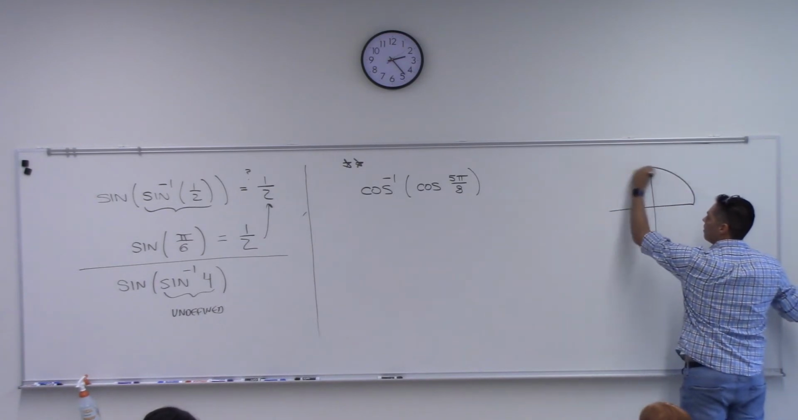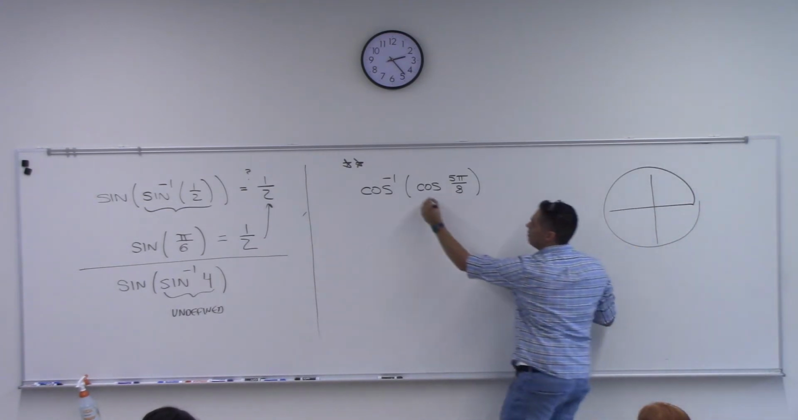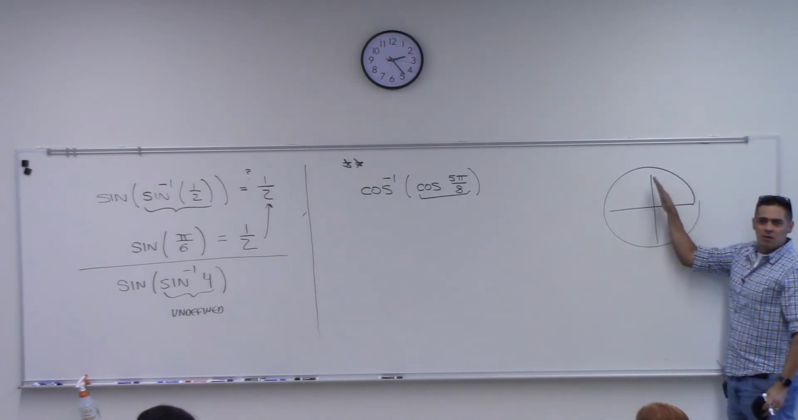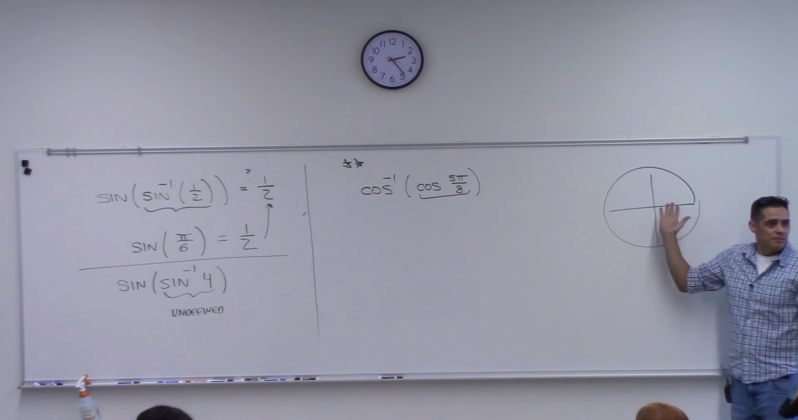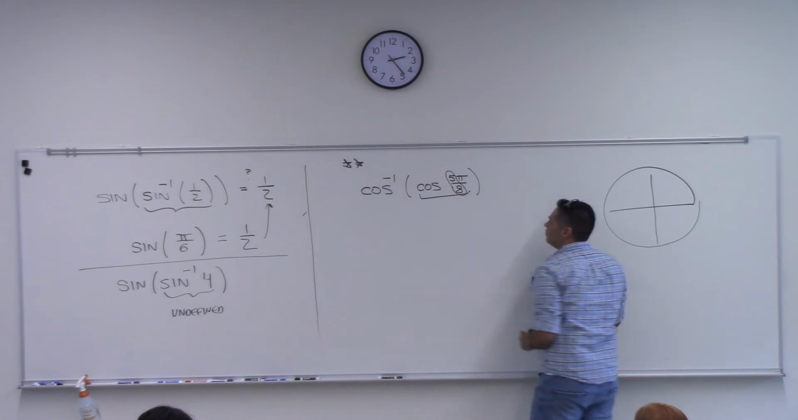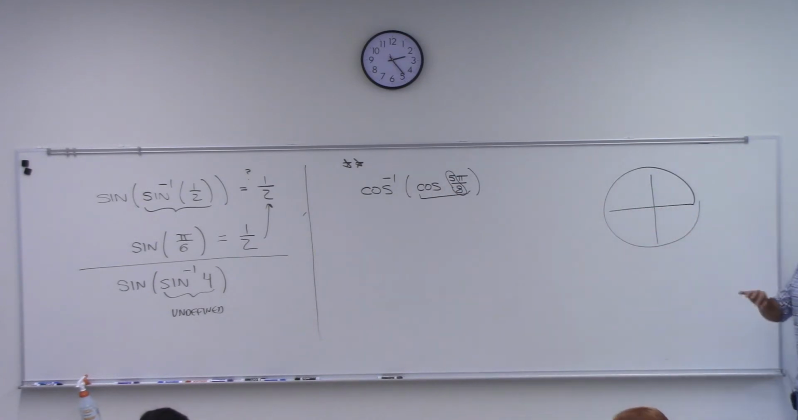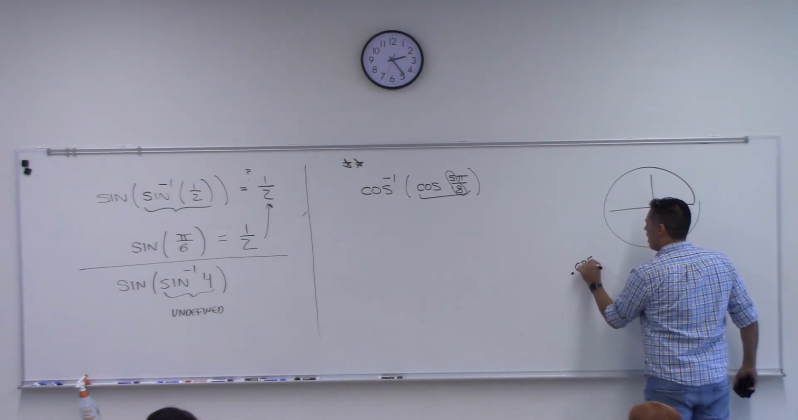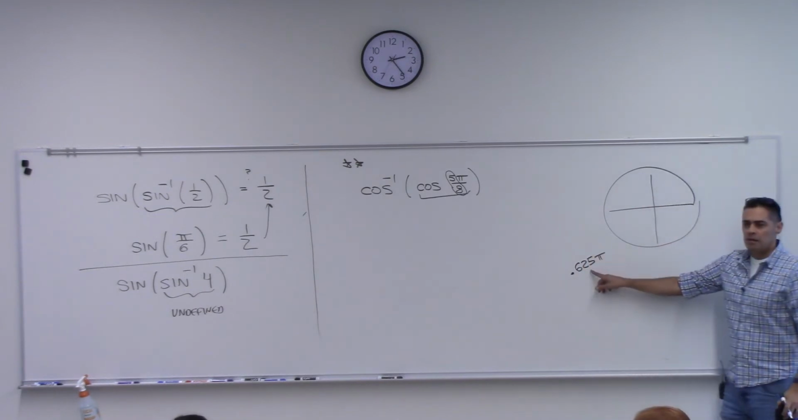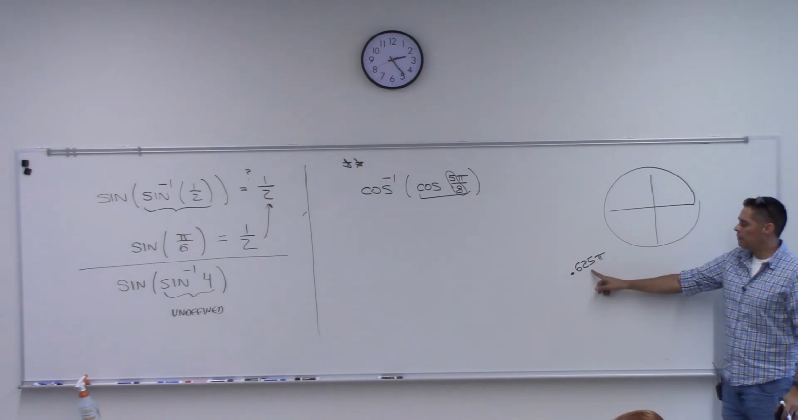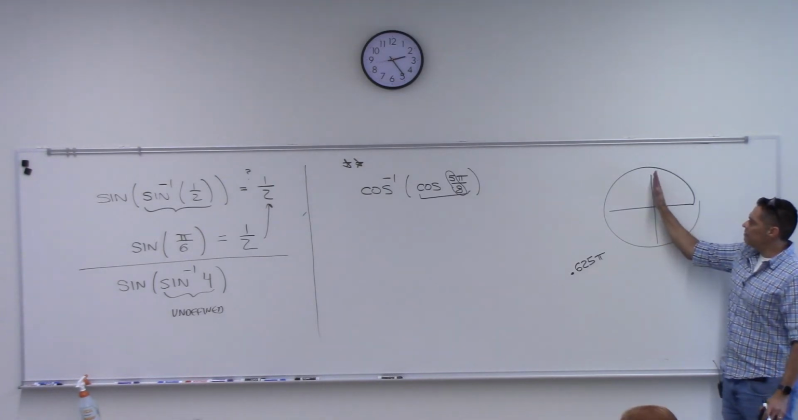Cosine gives you which coordinate on the unit circle? The x coordinate. So I need to go to the angle 5 pi over 8. Where is 5 pi over 8, right? Well, what's 5 divided by 8? Do that on your calculator. It's 5 divided by 8. What is it? 0.625 pi, right? 0.625 pi is where we are. What's this? Straight up.